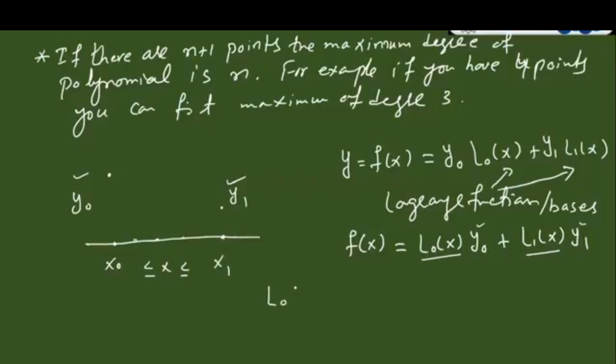First we understand L naught. I label it L naught because it is associated with this point, x naught. What does this mean? And obviously you understand I call it L1 because this is associated with this point. So L1 is associated with this point and L0 is associated with this point. It has something to do with these points. L0 has this characteristic.